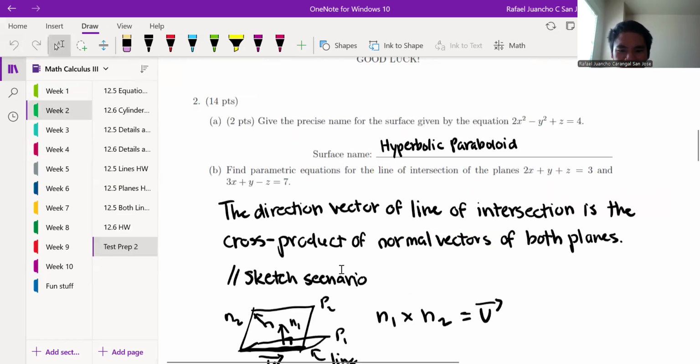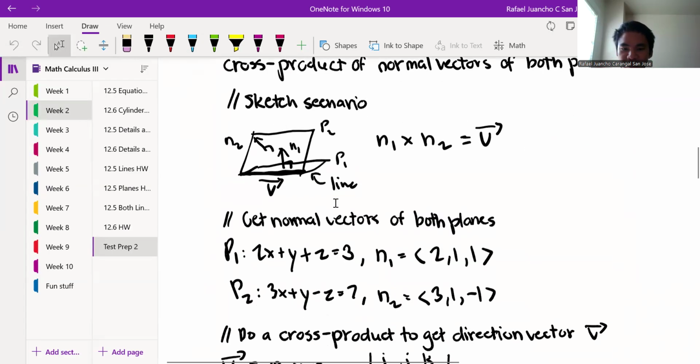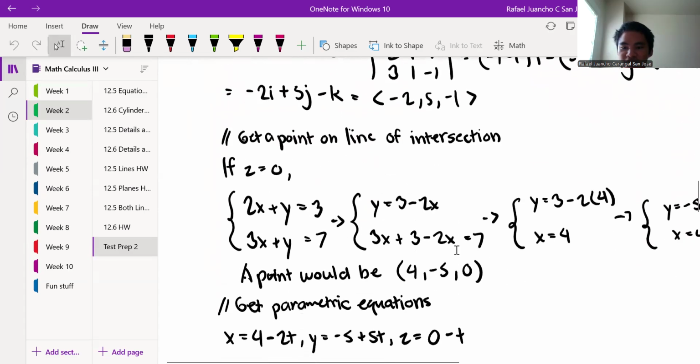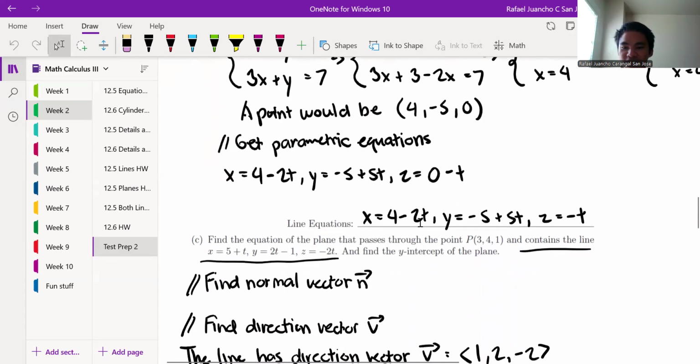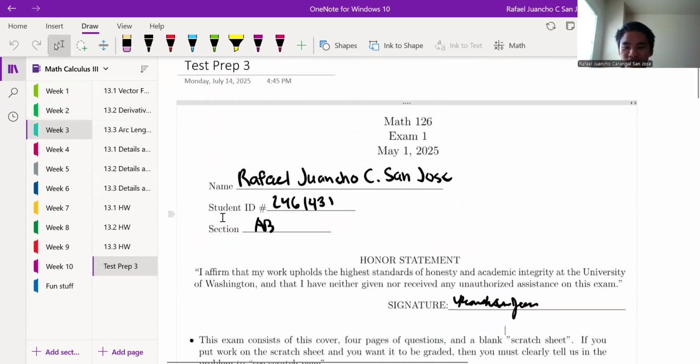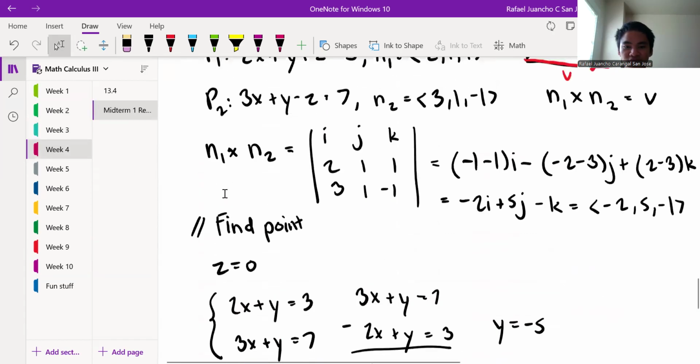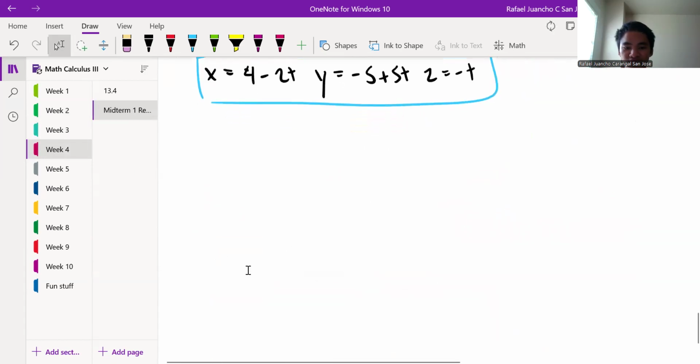I hope I got that one. Yeah, so I did. Okay, funny enough, I got the same thing. And yeah, 4 minus 2t, -5 plus 5t, -t. So that's cool. Got it. Nice. Okay, next thing.